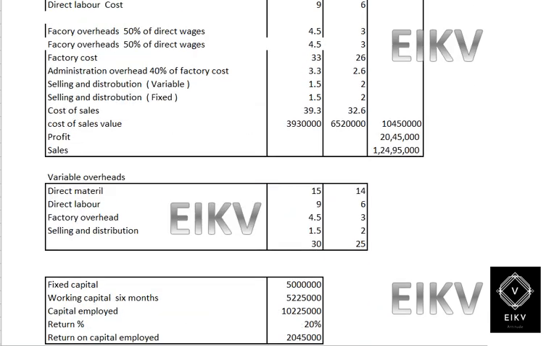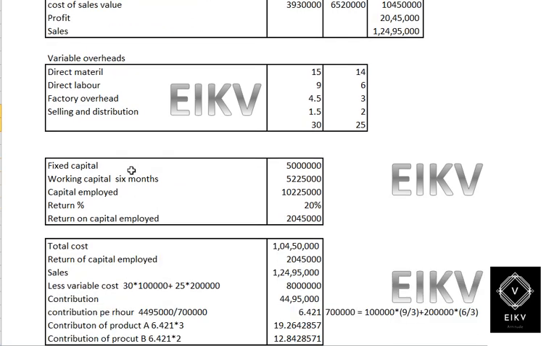So going ahead with the solution, first of all we need to find the variable cost. The direct material will be 15 and 14, and for variable cost, the direct labor 9 and 6. Then we have the variable portion of factory overhead and the variable portion of selling and distribution: 4.5 and 3 for factory overhead and 1.5 and 2 for selling and distribution. Therefore, the total variable cost will be 30 and 25.